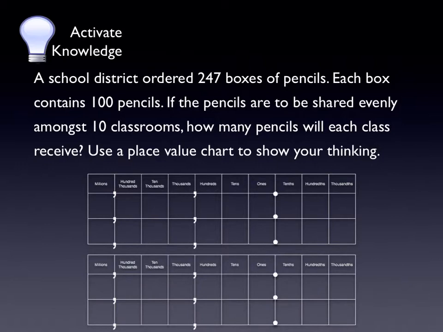So originally we have 247 boxes of pencils. Each box contains 100 pencils. So we're going to multiply by 100. We're going to add 2 zeros for placeholders. So altogether the district has 24,700 pencils.